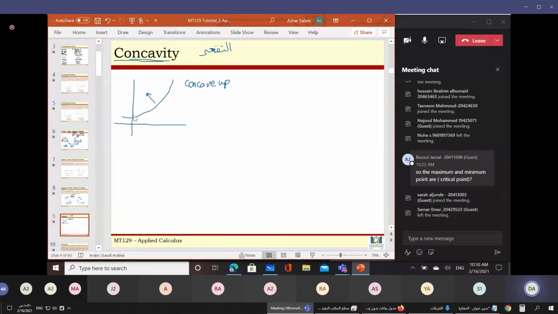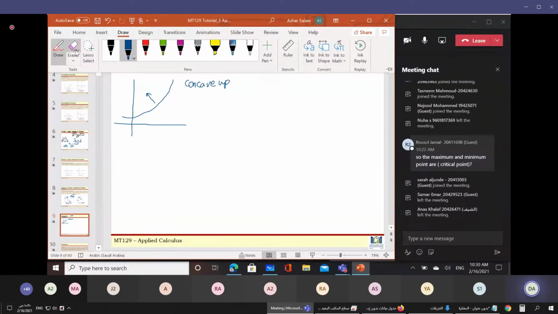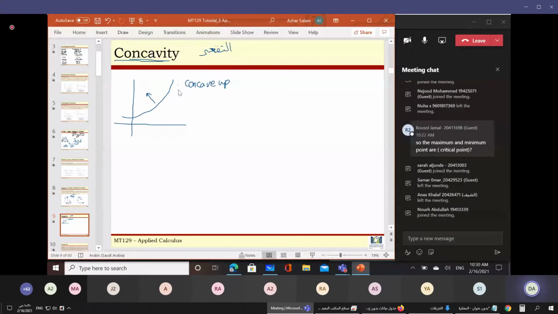How do I know that it's concave up? I draw a tangent. فاكرين tangent اللي هو الخط المماس. I draw a tangent for a function like this. The tangent لو خط مماس يمس الدالة tangent. Okay. If the function lies above the tangent, then it's concave up. Okay, this is concave up.